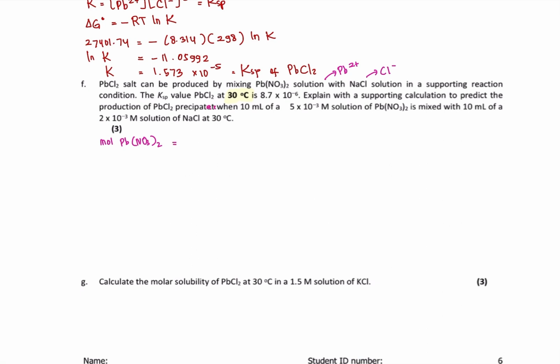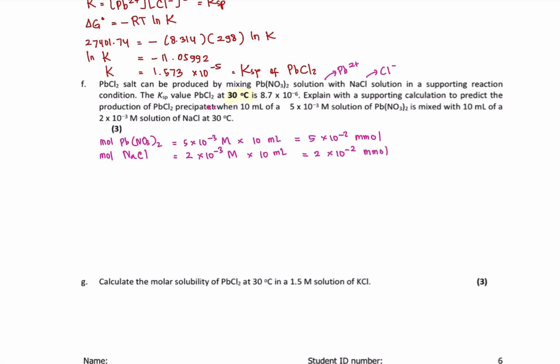So this is the molarity times volume, which is 10 milliliter. So here we have this, and then we are going to calculate the mole of sodium chloride, which is 2 times 10 to the power of minus 3 multiplied by 10 milliliter also. So here we have 2 times 10 to the power of minus 2 millimole.